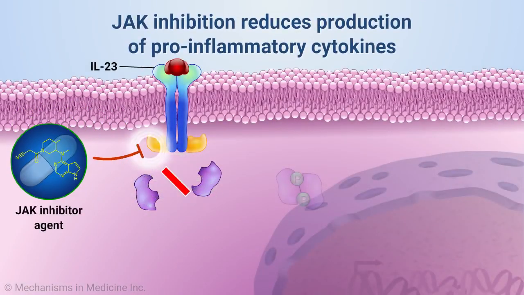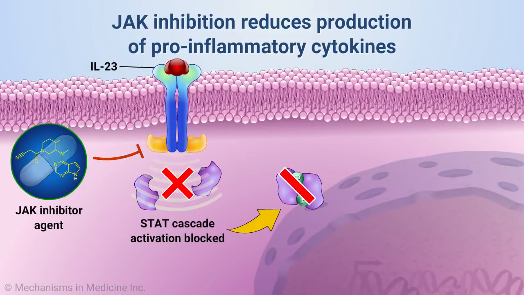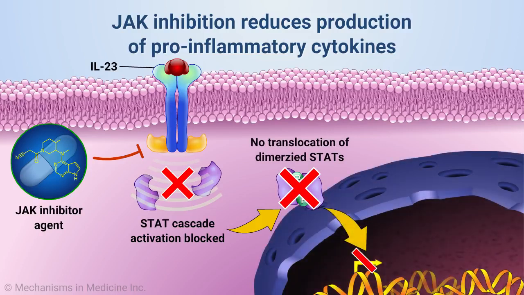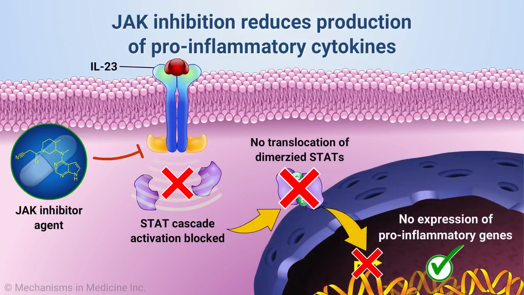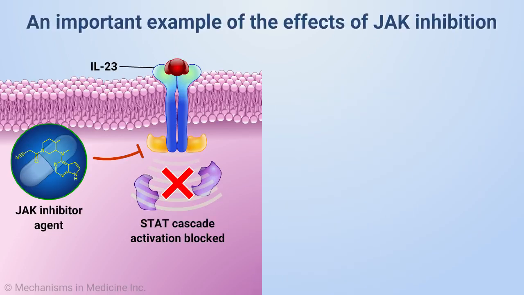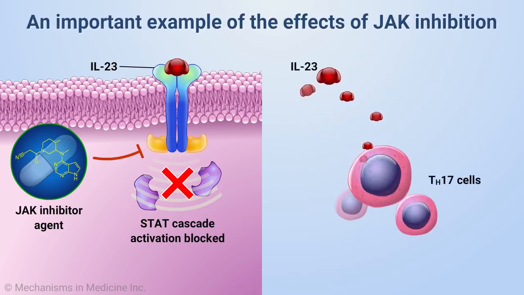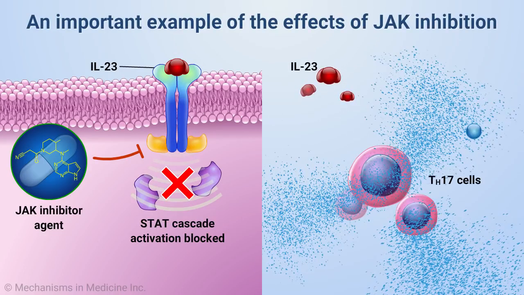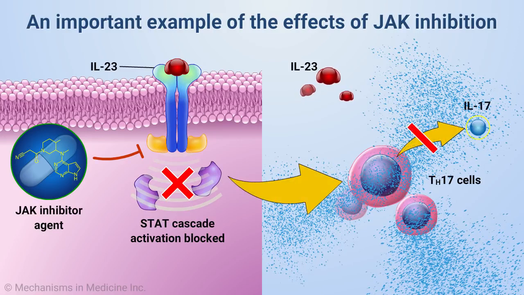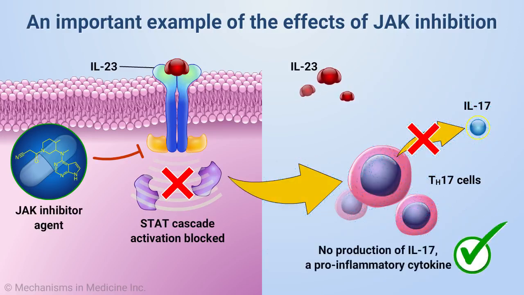JAK inhibition potentiates downstream inhibition of cytokine synthesis by reducing the production of pro-inflammatory cytokines. An important example of the effects JAK inhibition can have on reducing inflammation is the prevention of the pro-inflammatory cytokine IL-17 from being produced by T helper 17 cells, even when in the presence of IL-23 stimulation.